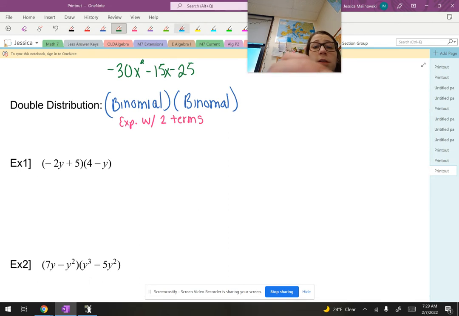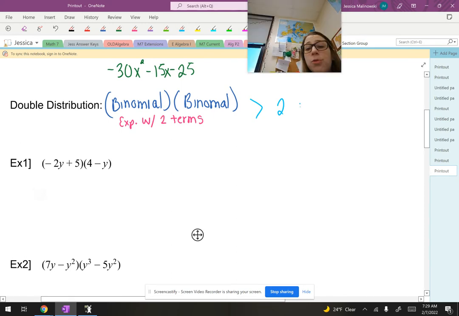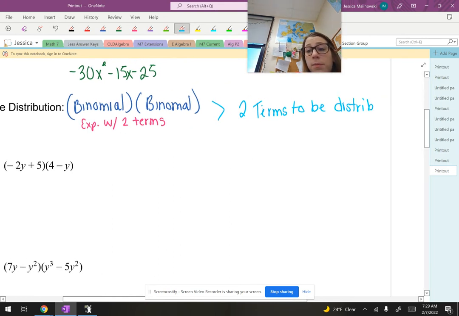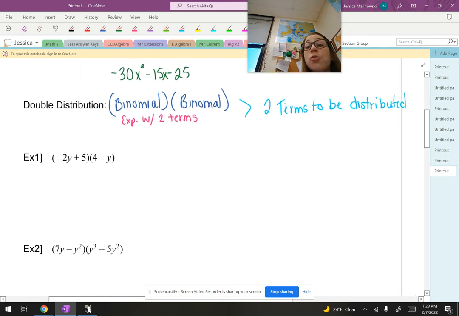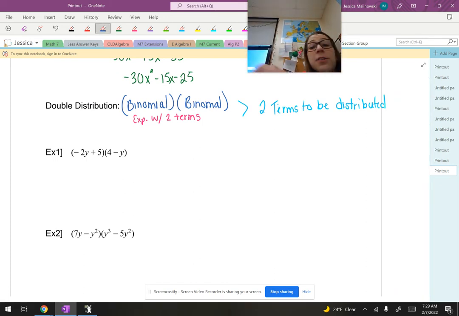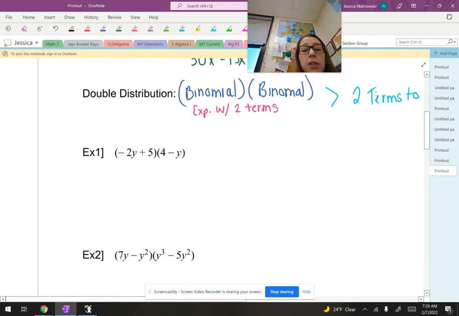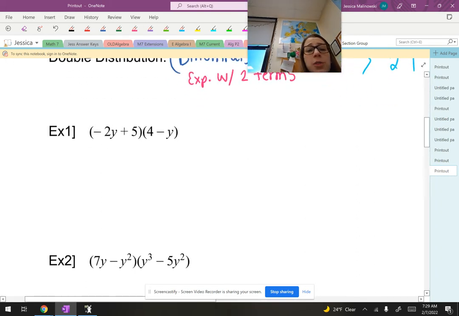I don't want to use that green. I want to use blue. There are two pieces, or not pieces, let's be more specific and say two terms. There are two terms to be distributed. You're going to work through that distribution process twice. Hence, double distribution.